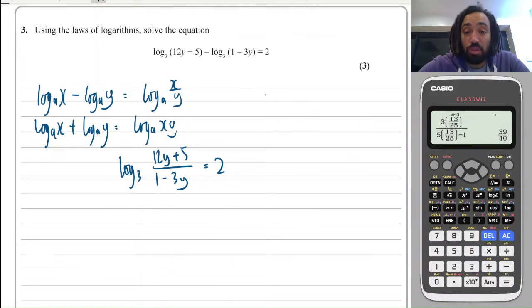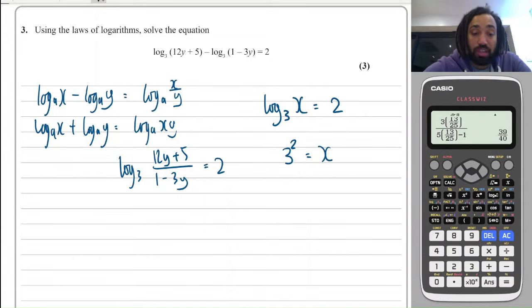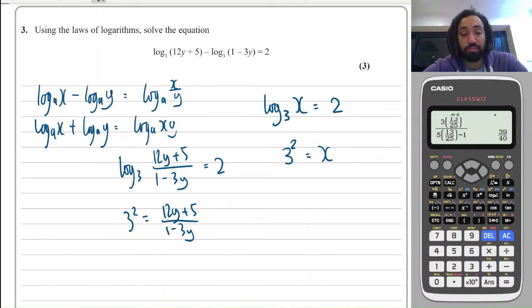Now what exactly is a logarithm? Well, a logarithm in base 3 of something, let's call it x, and let's say that's equal to 2. This basically means that you've taken the number 3 as a base, and then this is the power here, and that's equal to what we're taking the log of. So in this case, we're going to have 3 squared is equal to (12y plus 5) over (1 minus 3y). And of course, 3 squared is 9.